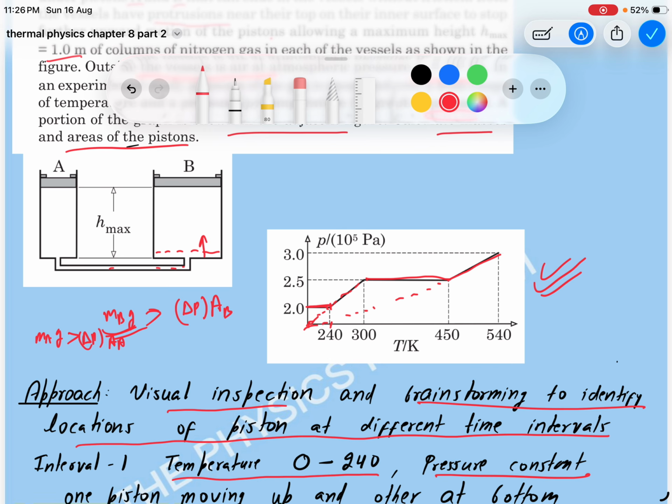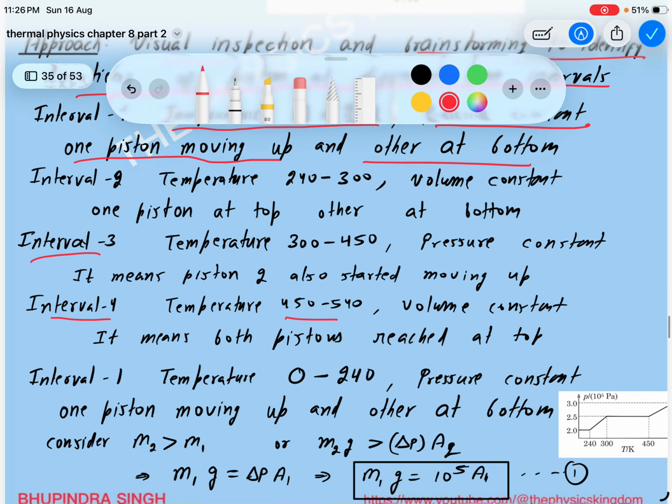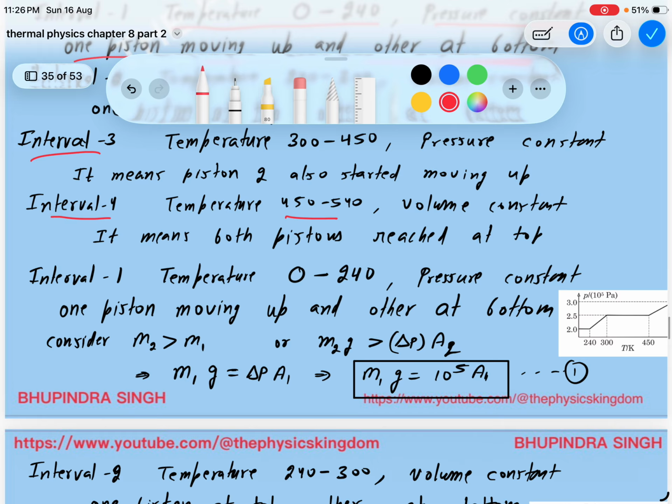From 450 to 540, volume is constant. Now you are increasing temperature, but nothing can happen, right? There cannot be any change if you are increasing temperature because obstructions are there now. So the volume will remain constant. So those are the four intervals. In each and every interval I am doing this.